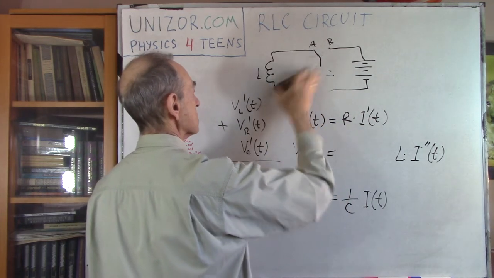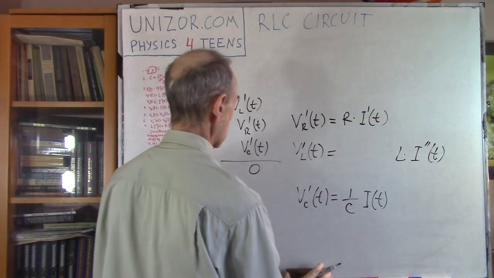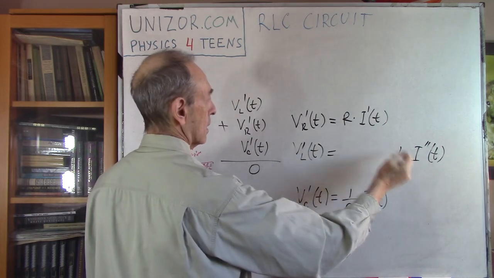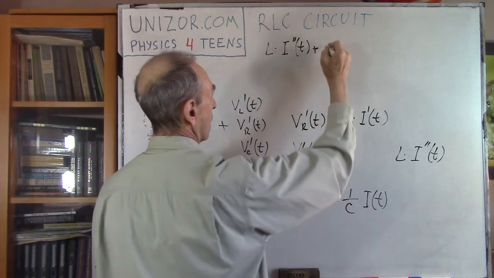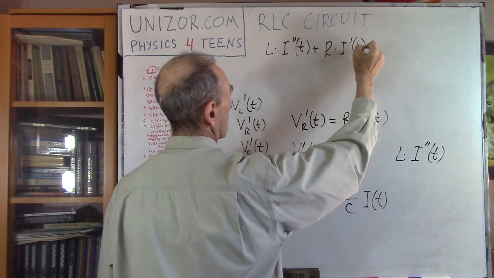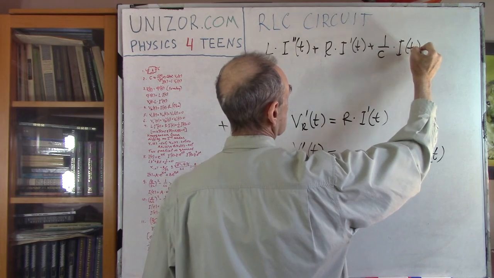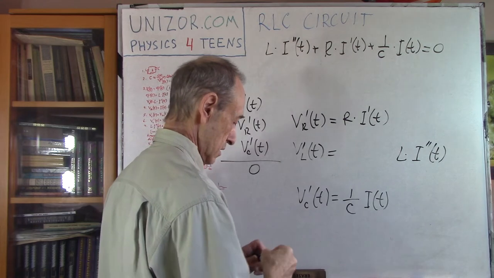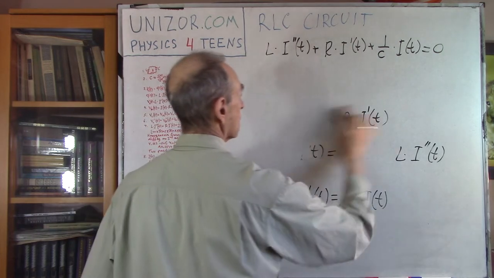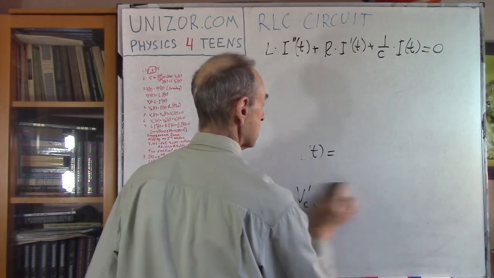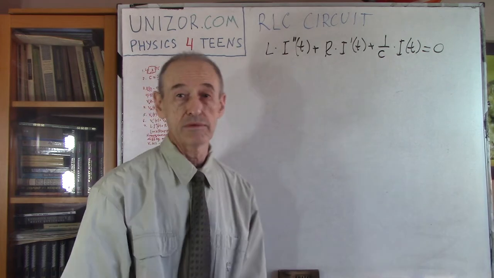And let's do this right now. So what's my equation? L times second derivative of I of t plus R times first derivative of I of t plus 1 over C times the function without derivative is equal to 0. That's my differential equation, which basically describes how current is changing. So any solution to this equation gives me basically the behavior.